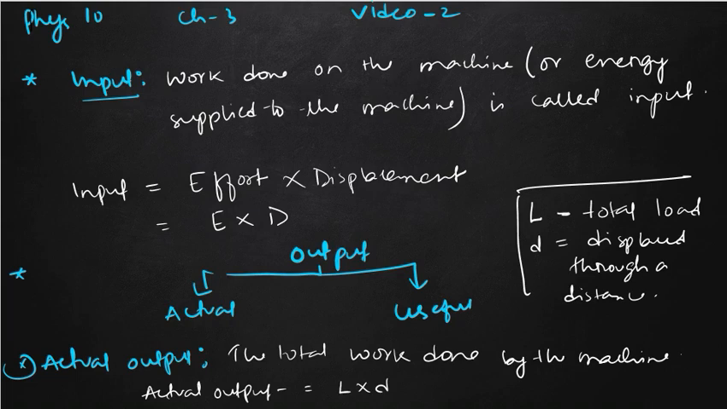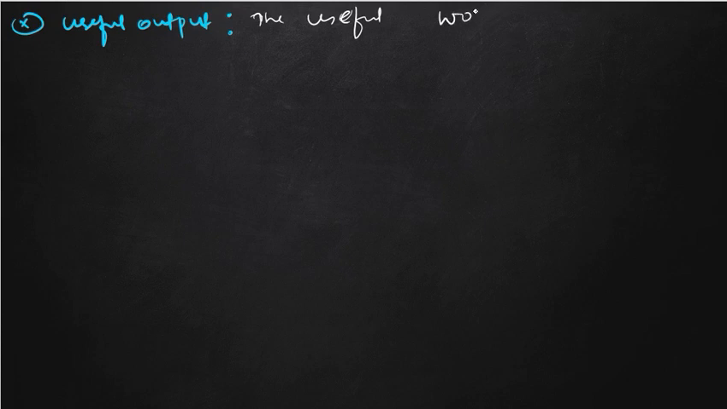Similarly, we have another term, that is our useful output. What will be useful output? The useful work, not the total work, the useful work. Out of the total, how much work it is doing. The useful work done by the machine is called useful output.